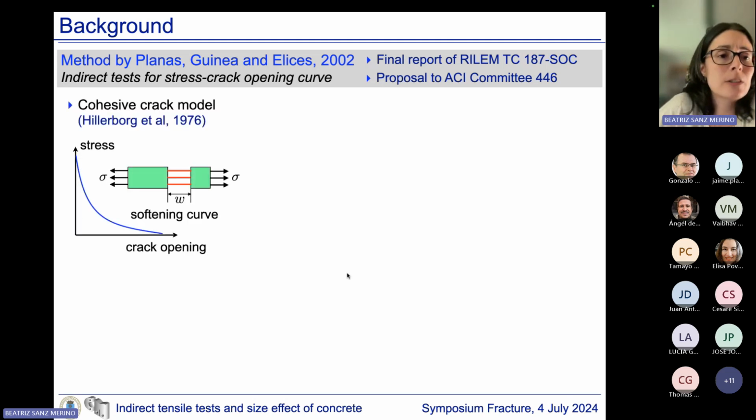This method relies on the cohesive crack model, which has been extensively explained during the previous presentations of this symposium, especially by Professor Planas, but I will just mention that according to this model, when a crack appears at the most unfavorable section, this crack transmits stresses across its faces, following a softening curve in which the stress depends on the crack opening.